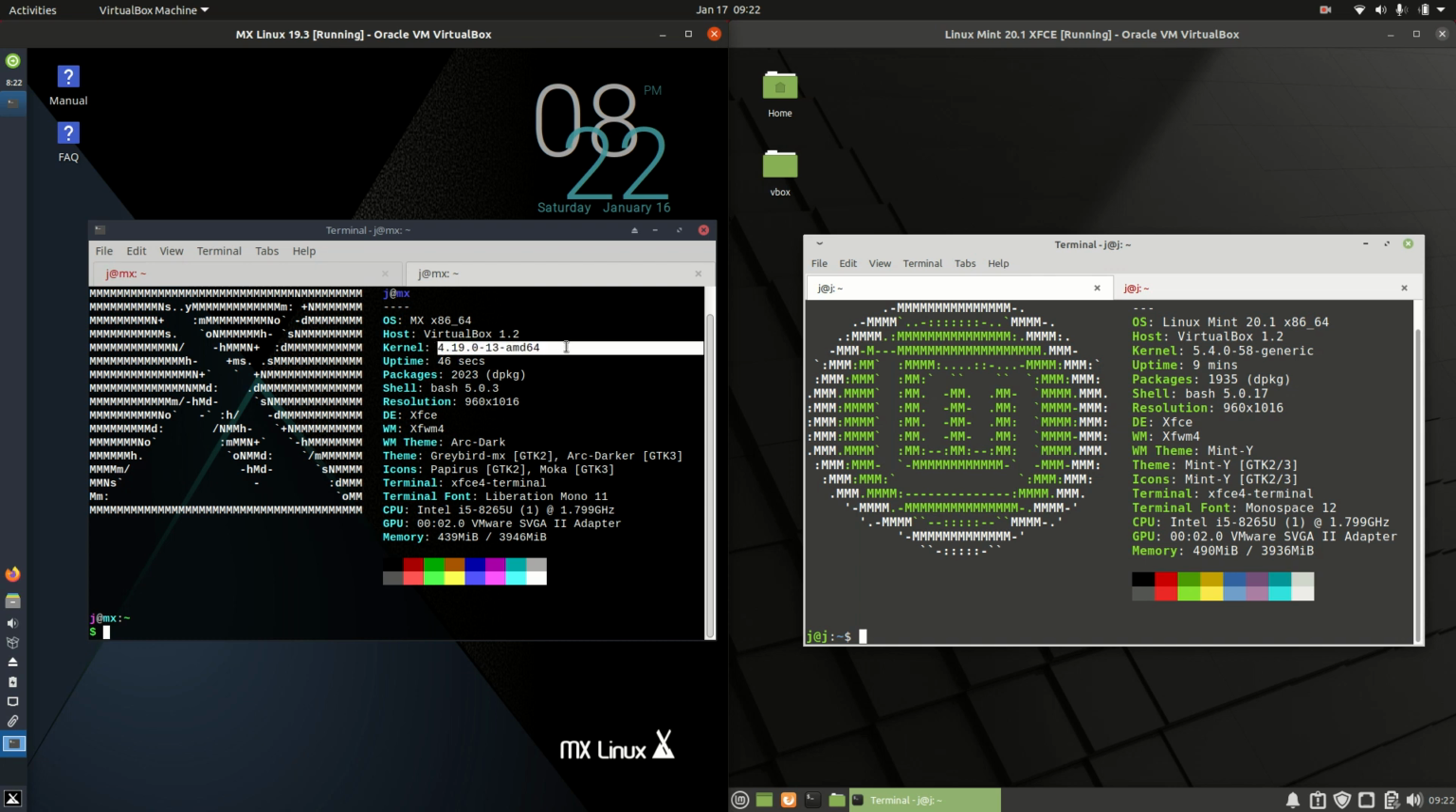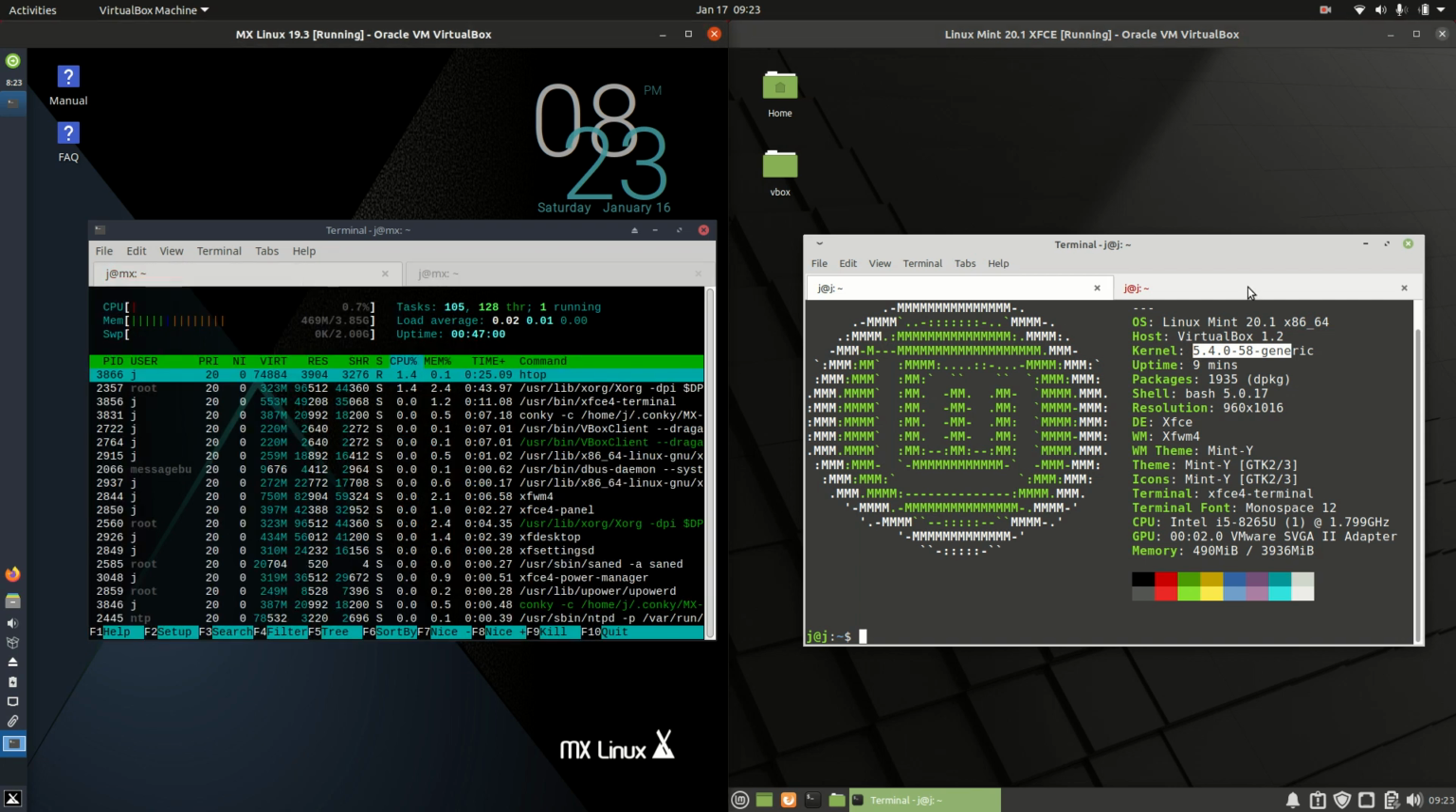If we were to move on just a little bit further and have a look at the kernel both of these guys use, we will find that MX Linux does use a much older kernel because it is running on the Debian stable branch, whereas the Linux Mint, I won't say the latest and greatest, but a lot newer in comparison, which is nice to see if you've got newer hardware.